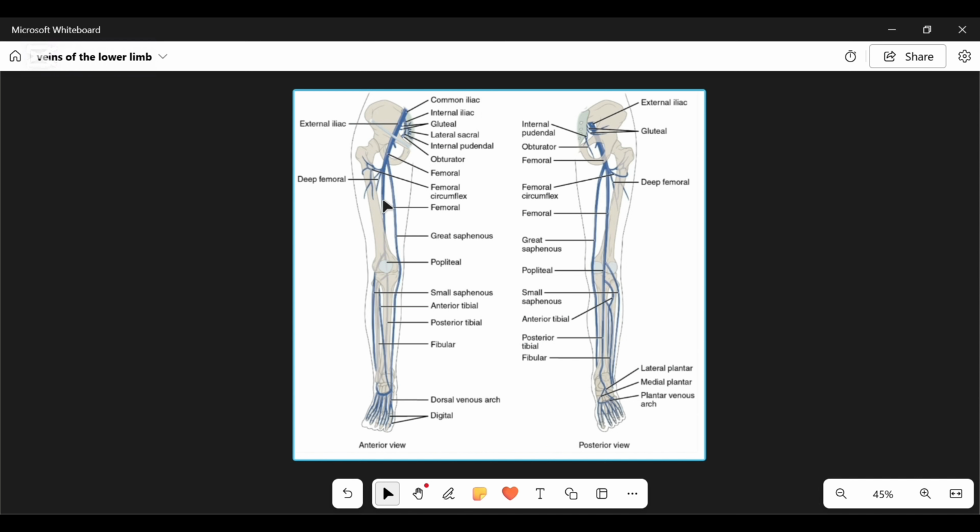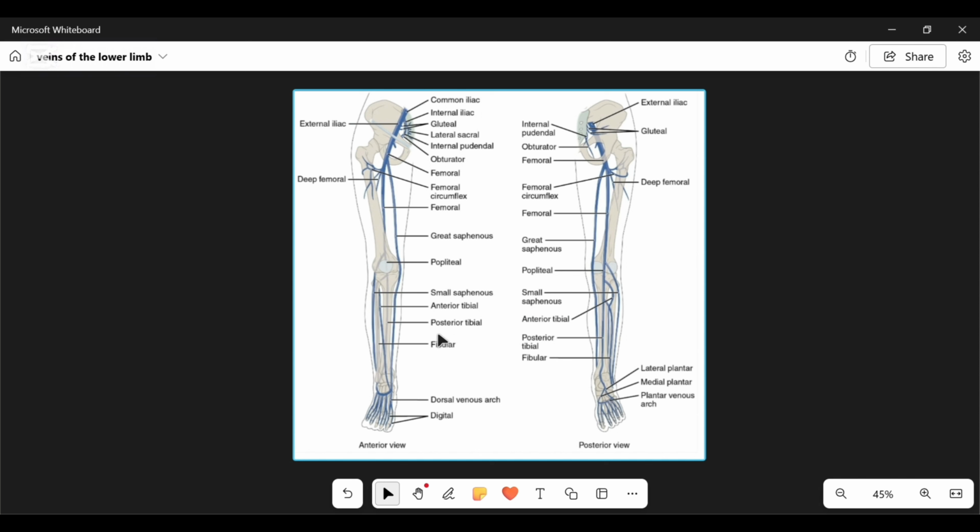Now the femoral vein itself is going to pass through the adductor canal, and it's going to enter the popliteal fossa and become the popliteal vein. The popliteal vein, at the distal border of the popliteus muscle, is going to give rise to two terminal branches, which are the anterior and the posterior tibial veins. We also have the small saphenous vein, or the short saphenous vein, which drains into the popliteal vein, and that continues on the posterior side of the leg and enters the dorsal venous arch from the lateral side.